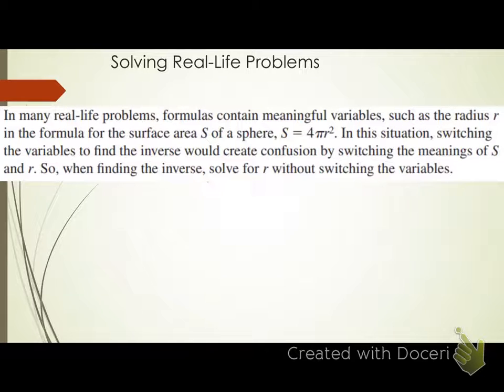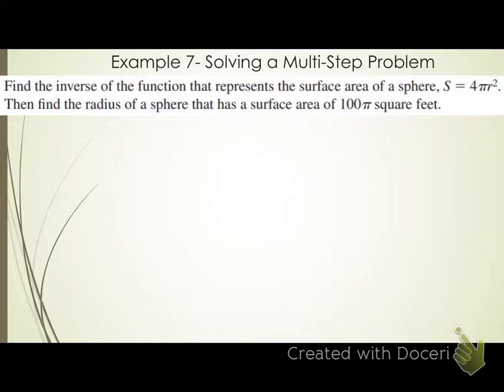Does everyone understand that? So I wouldn't have to switch S and R in this case, and then solve. I could just solve for R. Any questions on that? So let's look at an example involving this equation. Find the inverse of the function that represents the surface area of a sphere, S equals 4 pi r squared. Then find the radius of a sphere that has a surface area of 100 pi square feet.